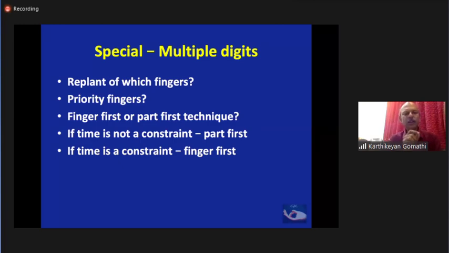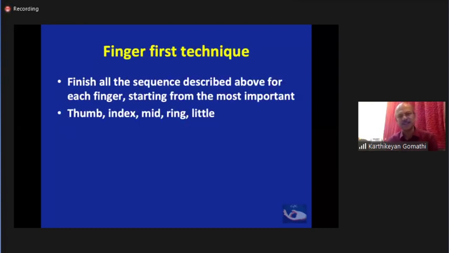Then, do we need to do a finger first or part first technique? There are two different techniques of doing multiple digit replantations. It is called the finger first technique or part first technique. We'll see what that is. If time is not a constraint, you can do the part first technique. If time is a constraint, do the finger first technique. What is this part first and finger first?